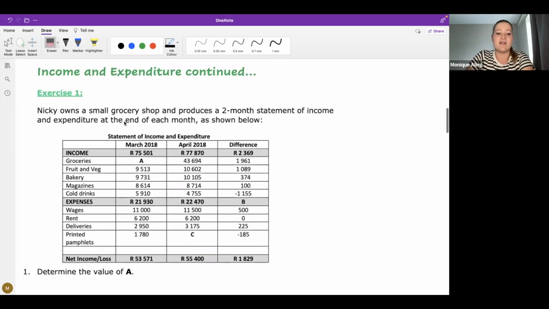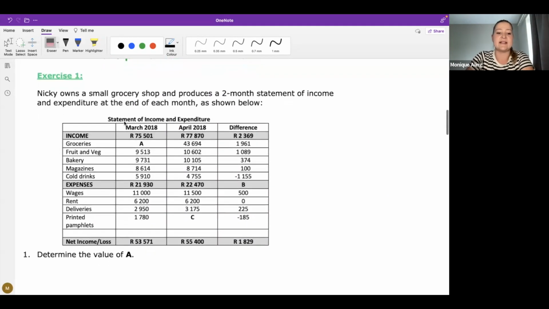Okay, so if we have a look at this first table, it says Nikki owns a small grocery shop and produces a 2-month statement of income and expenditure at the end of each month as shown below. Okay, so I'm just going to give you a moment to look at it, especially for those that weren't here last lesson.